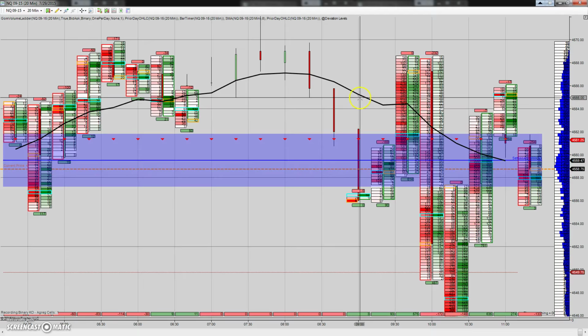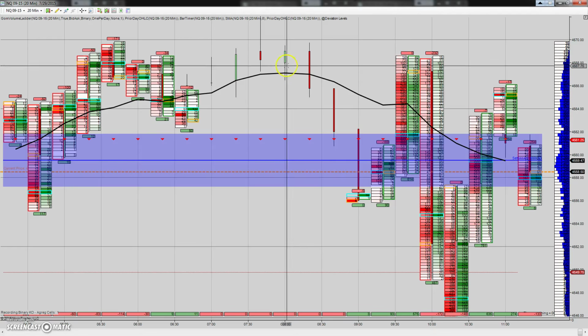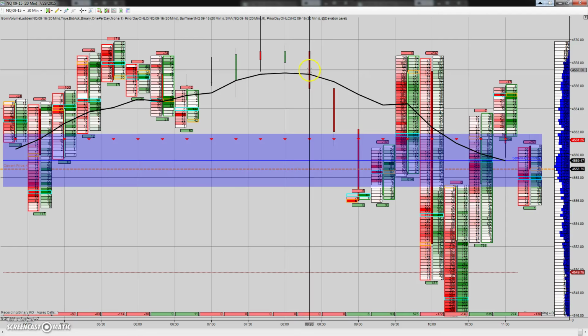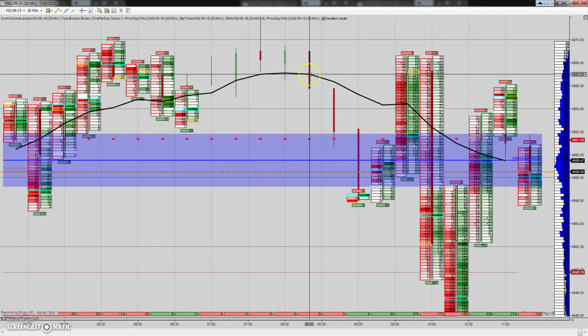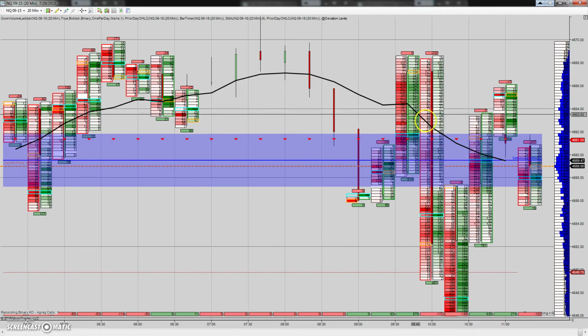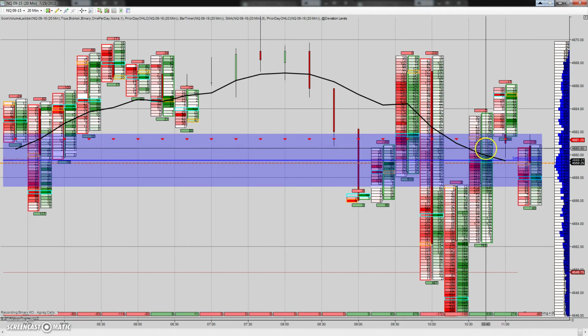This bar right here closed above the moving average, so this next bar I would be looking for buys above the 8 moving average, looking for bounces directly off of that number. So let me show you here how this actually works.